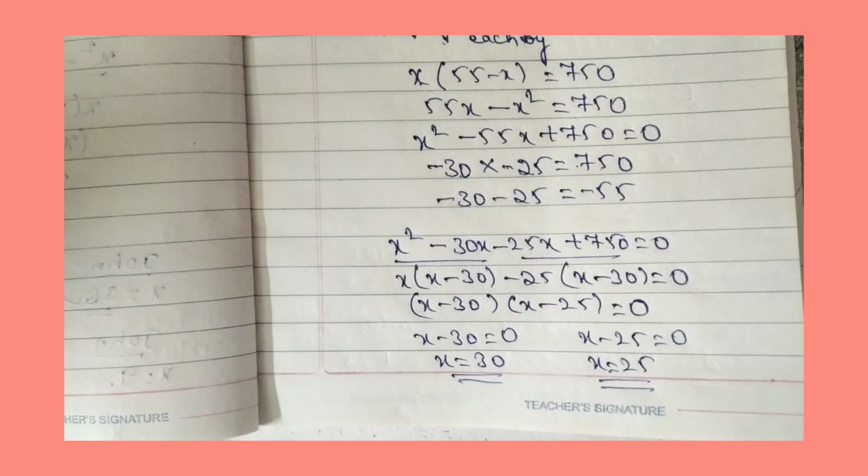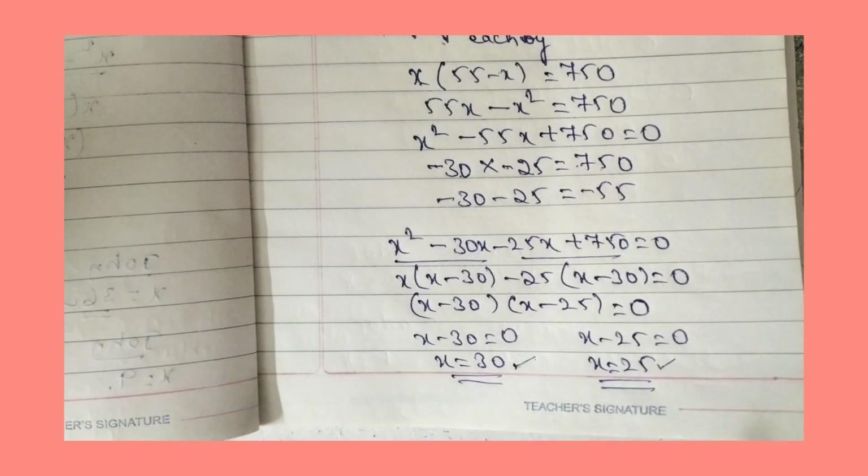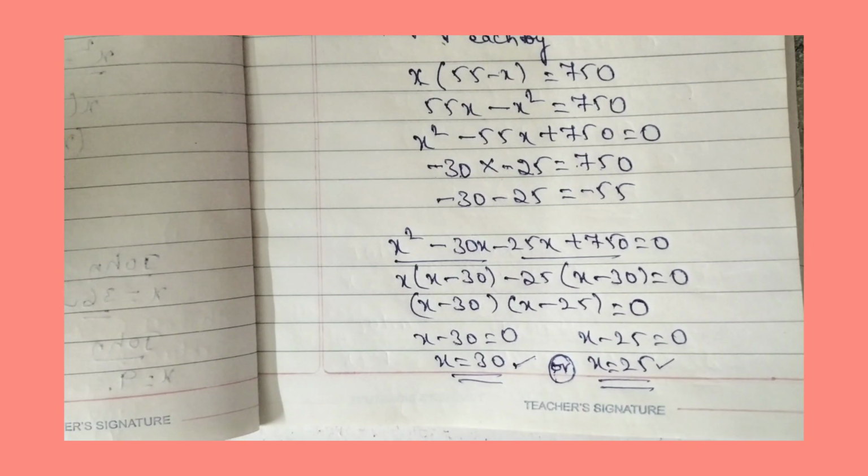Therefore, in a day, either 30 toys are produced or 25 toys are produced. Either 30 or 25 toys are produced on a particular day. So like this, we have to find out the number of toys produced in a day. So by this, we have completed exercise 10.2 first and second questions. Then the remaining third, fourth, fifth and sixth questions will be solved in the next video.